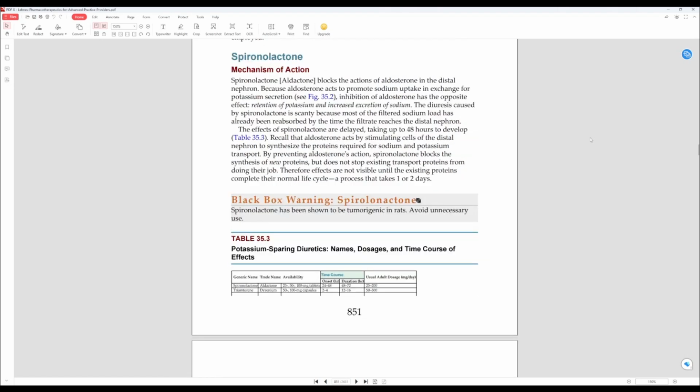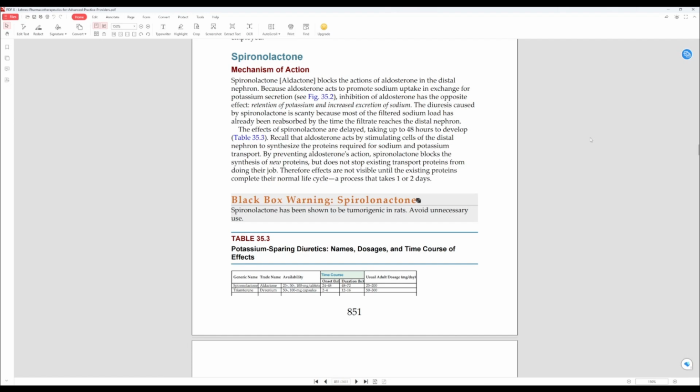We'll start with Aldactone, or spironolactone. It works in the following manner. It blocks the action of aldosterone in the distal nephron. Because aldosterone acts to promote sodium uptake in exchange for potassium secretion, inhibition of aldosterone has the opposite effect. By promoting the retention of potassium, it increases the excretion of sodium.